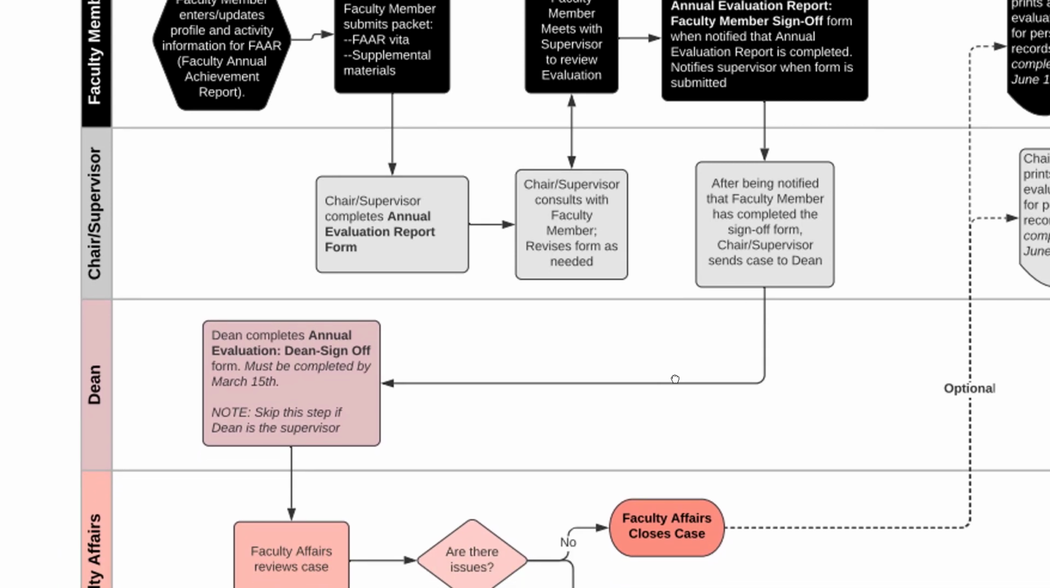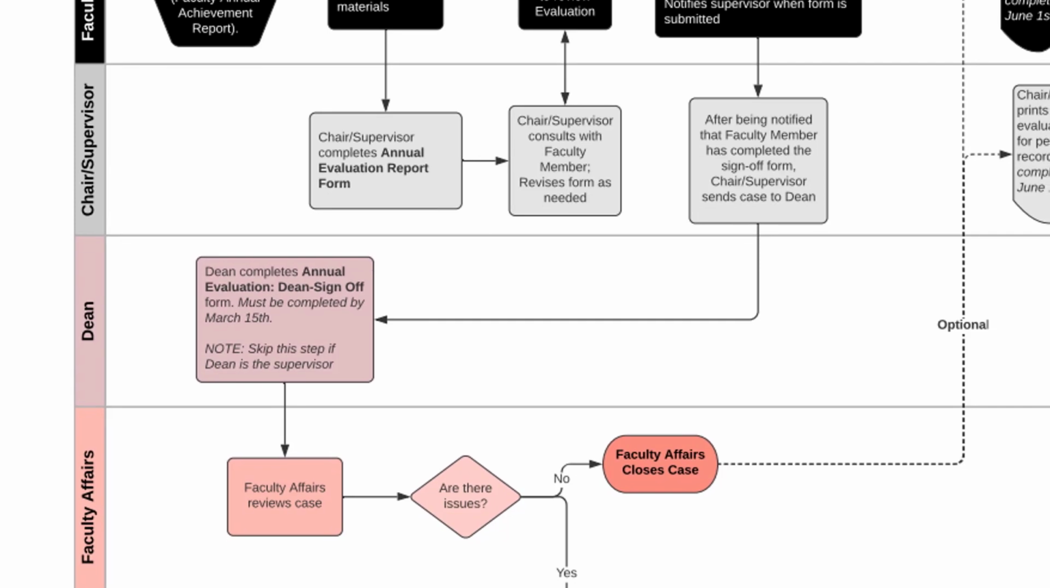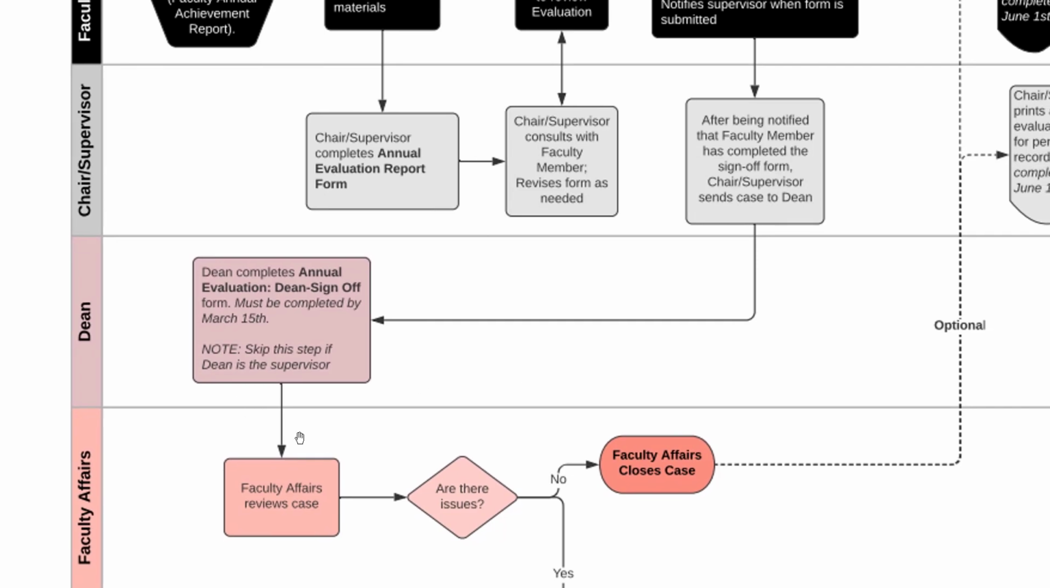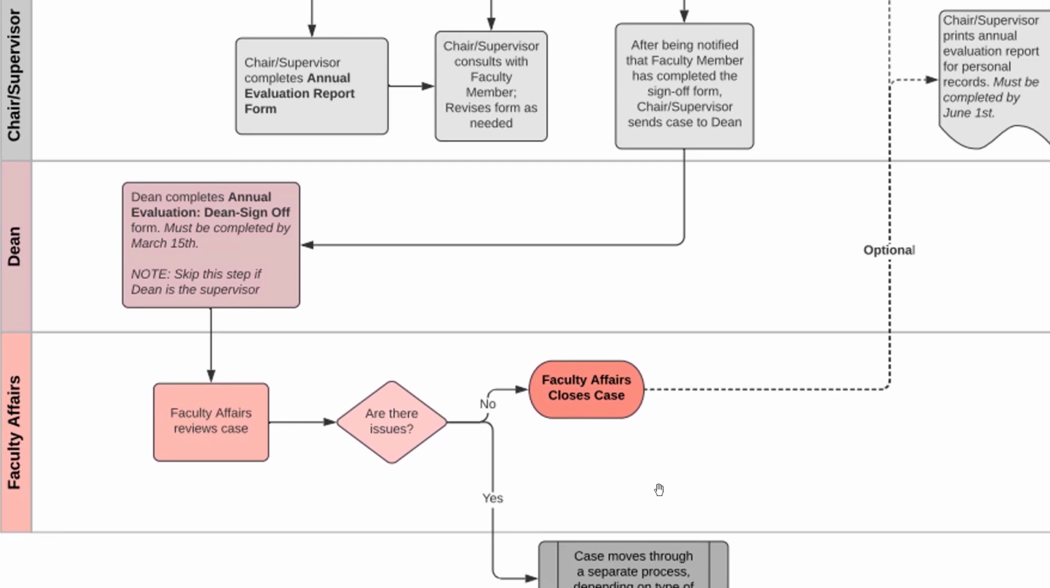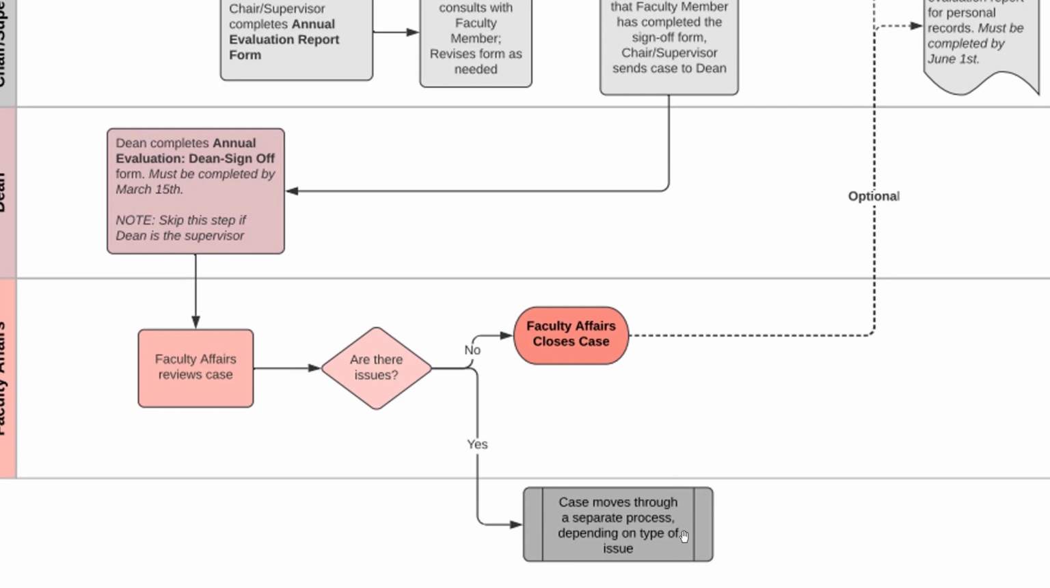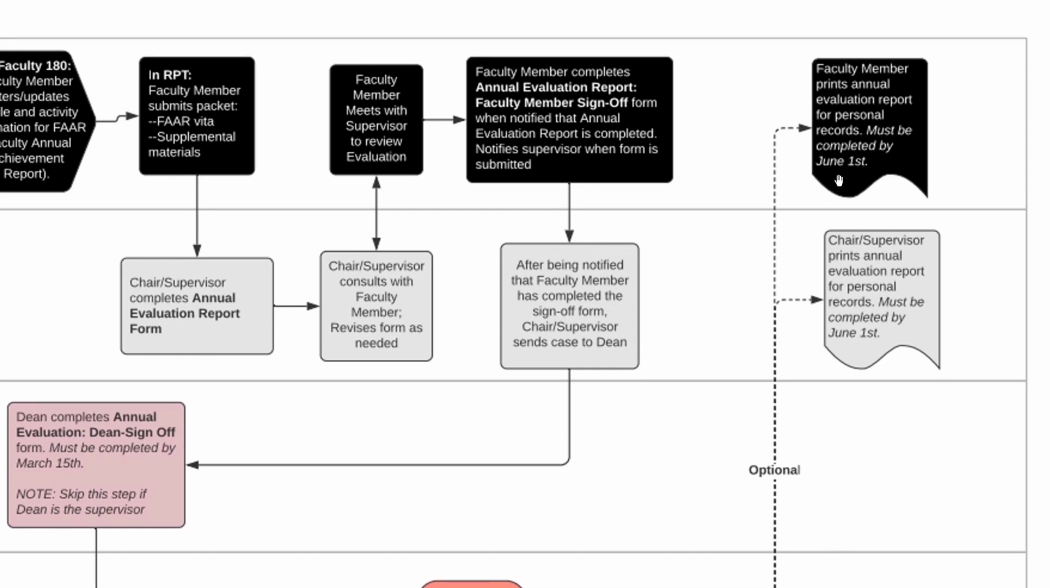Once the dean's signature is obtained, the dean will forward the case to Step 3, Fully Executed Annual Evaluation. At this step, Faculty Affairs will review the case. If there are any issues, they will move through a separate process outside of UNLV Folio, and if there are no issues with the case, then the Faculty Affairs will work on closing the case. Additionally, the faculty member has the opportunity to print a copy of the fully executed annual evaluation for their records, and this must be completed by June 1st.